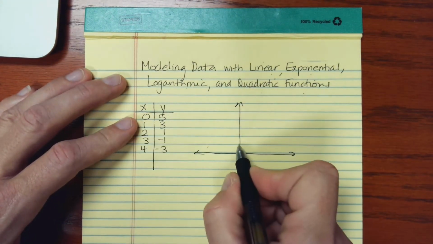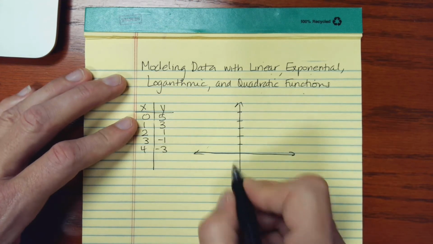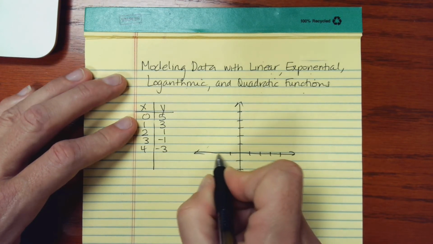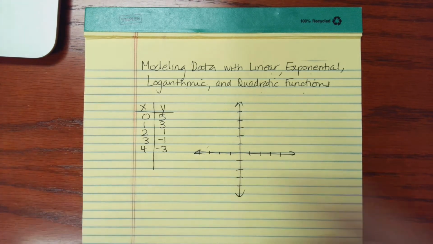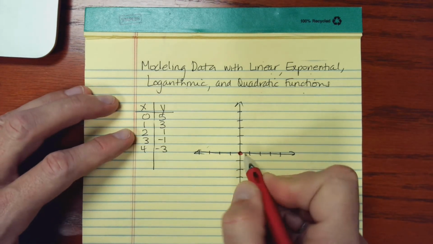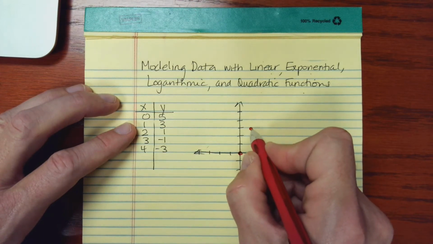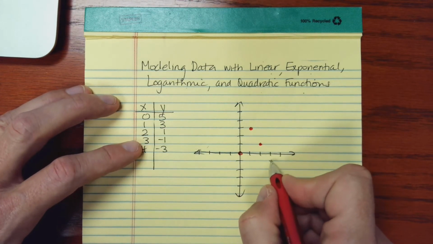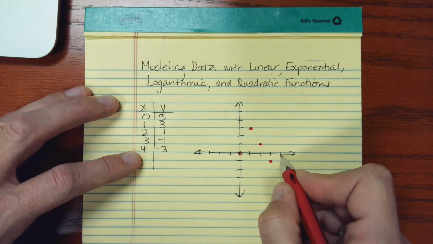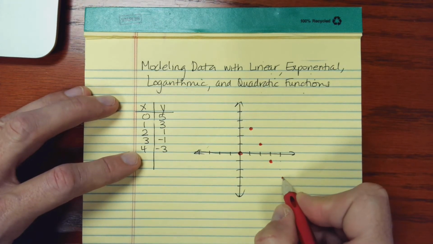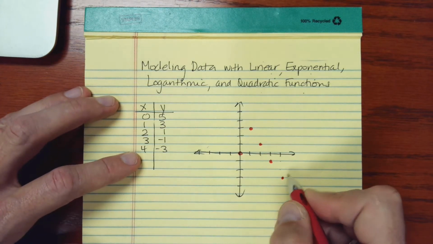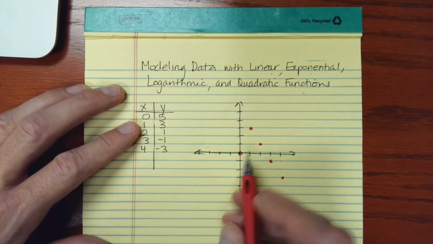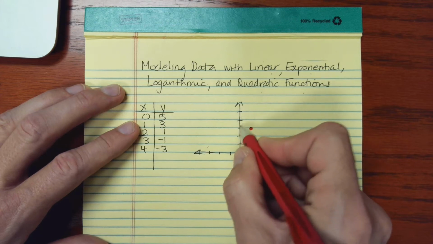So I have the point 0, 5, 1, 2, 3, 4, 5. Actually, let me go ahead and just add some marks here. 2, 3, 4, 1, -2, -3, -4. And so I have the point 0, 5, 1, 3, 2, 1, 3, -1, and 4, -3. Sorry, I put that point at 0, 0. It's supposed to be at 0, 5. 1, 2, 3, 4. Should have been up here.